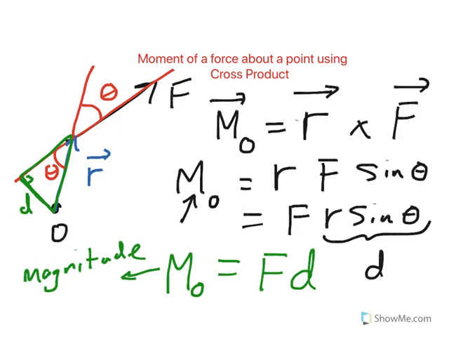So remember, usually for two-dimensional problems, we just use F times D if you could find that perpendicular distance. If not, if you have a three-dimensional problem, use R cross F.